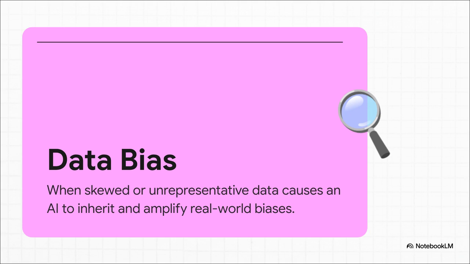So culprit number one is the data itself. You see, an AI model is only as good as the information we feed it. And if that data is biased, or if there are huge gaps in it, well, the AI's view of the world gets all distorted. It's like it's looking at reality through a funhouse mirror. It doesn't just learn our biases, it can actually amplify them.